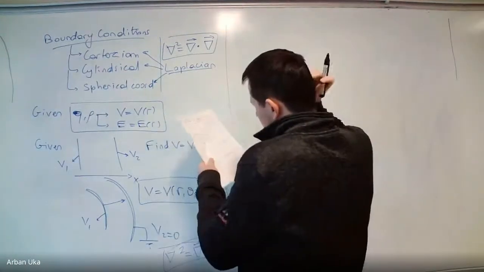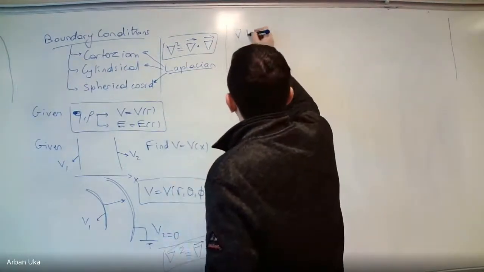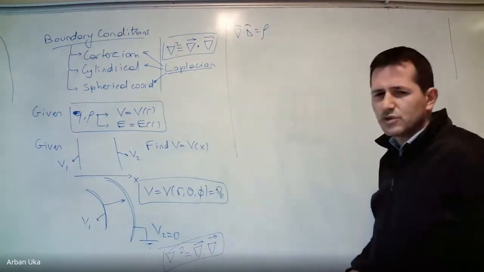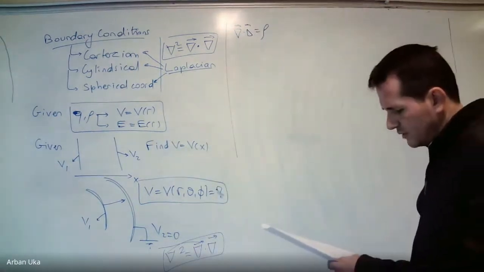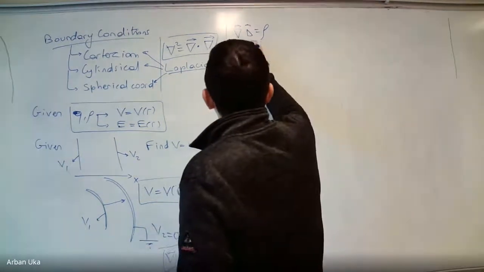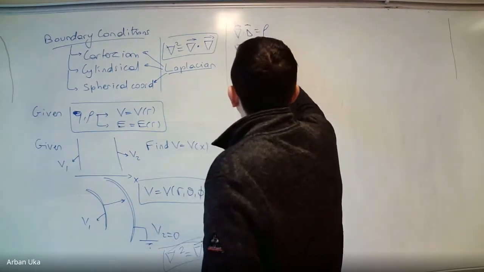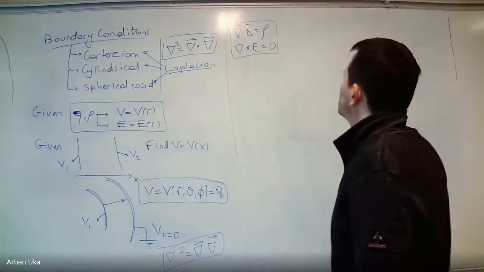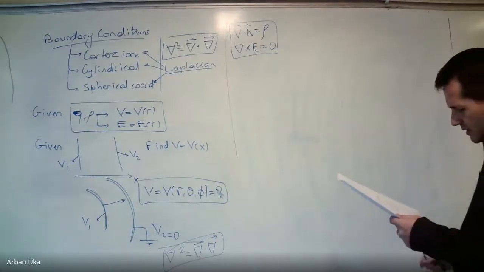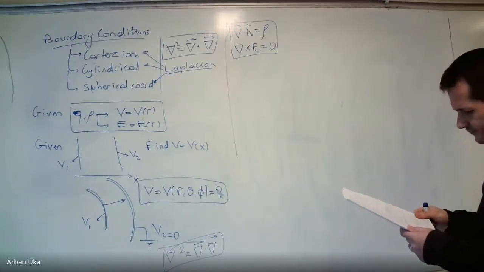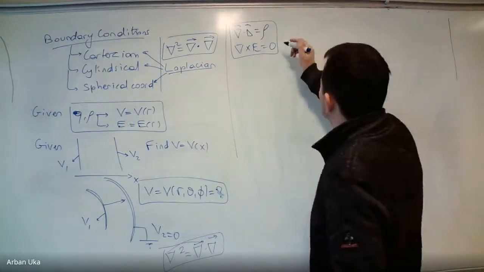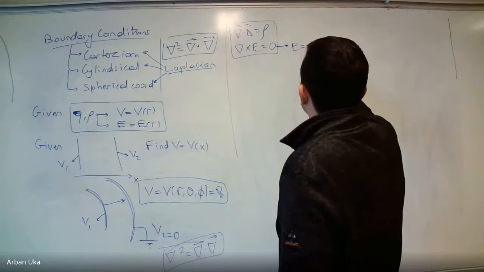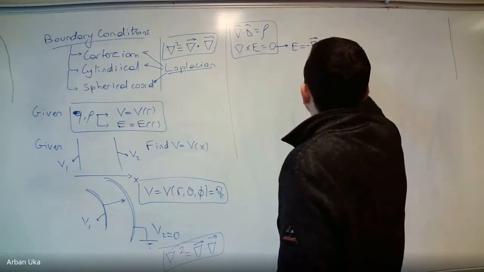Now, we start the same discussion. Whenever we want to derive something, we just write the postulates of electrostatics, which are that the divergence of D is equal to the charge density, and the curl of E is equal to 0. So these are two postulates, right? Then, if this is true, we can say that E is equal to minus the gradient of some potential.